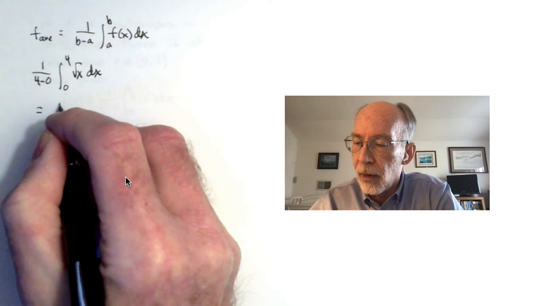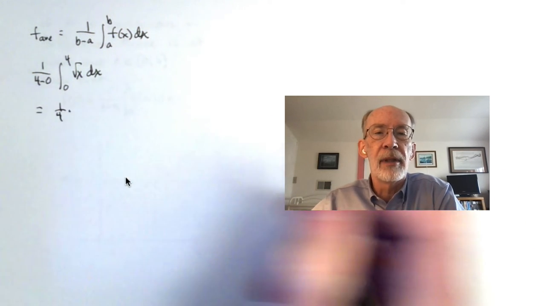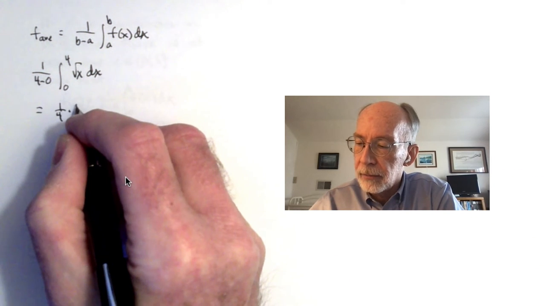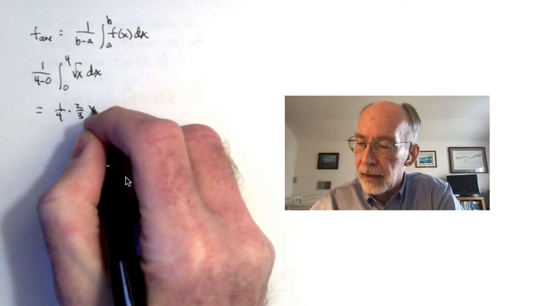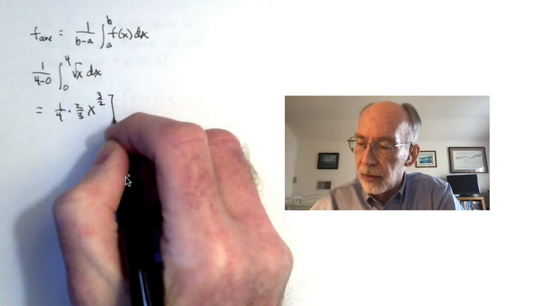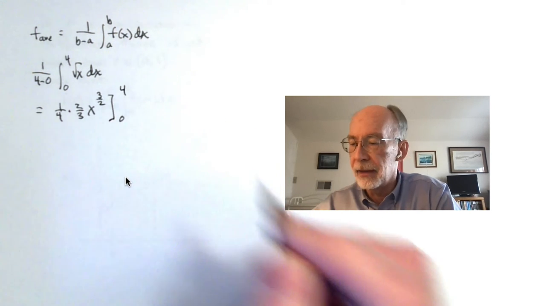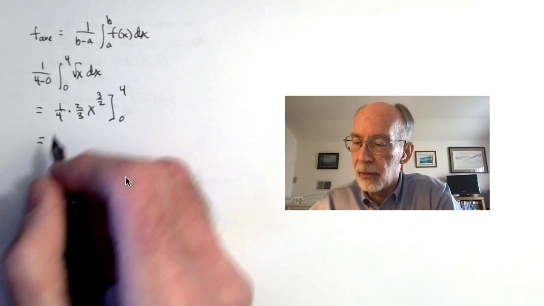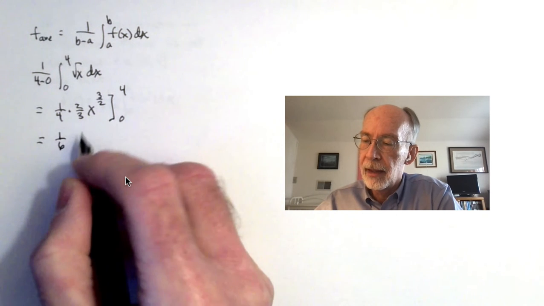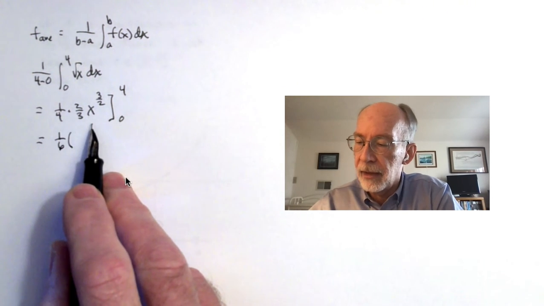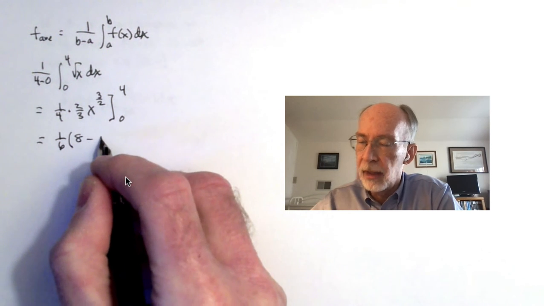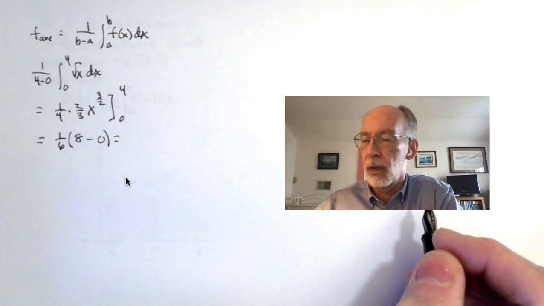This is 1/4 times, let's see, anti-differentiate x to the 1/2, you get 2/3 x to the 3/2. It's from 0 to 4. And if we simplify this fraction, that comes out to be 1/6. 4 to the 3/2 is 8. 0 to the 3/2 is 0. And we have 8/6 or 4/3.